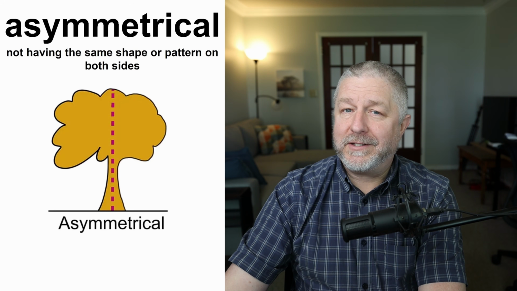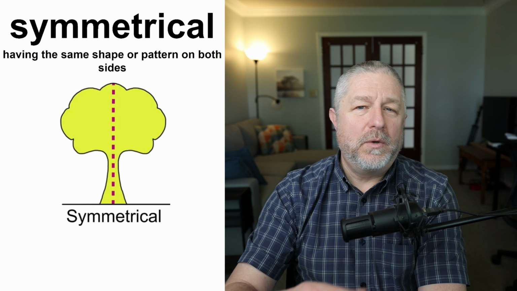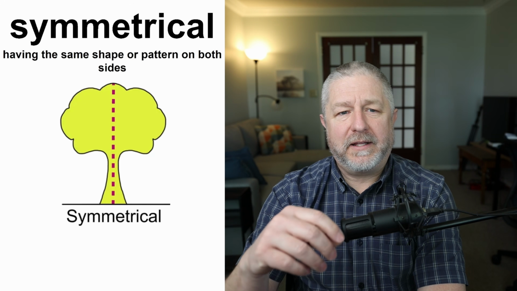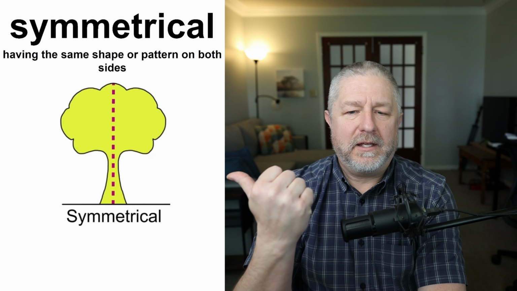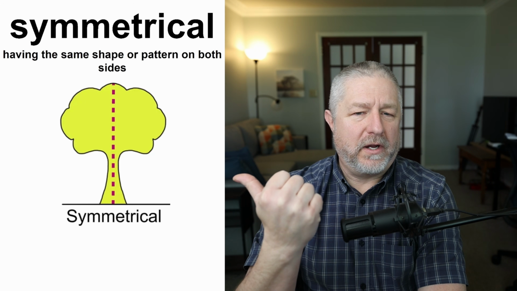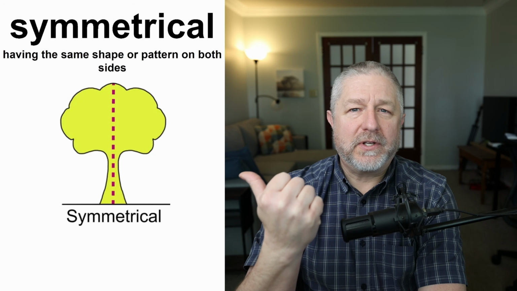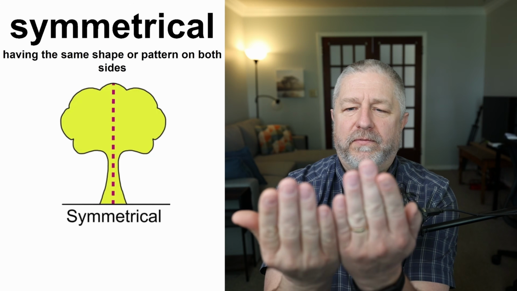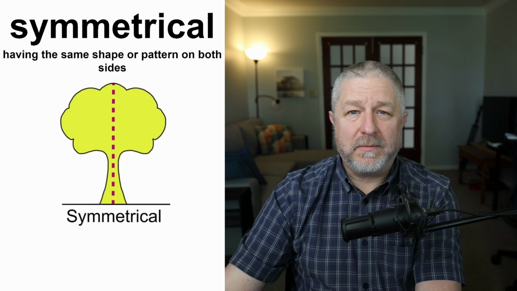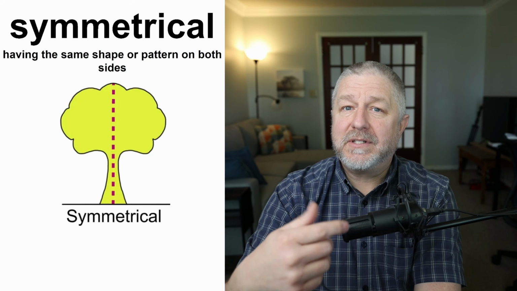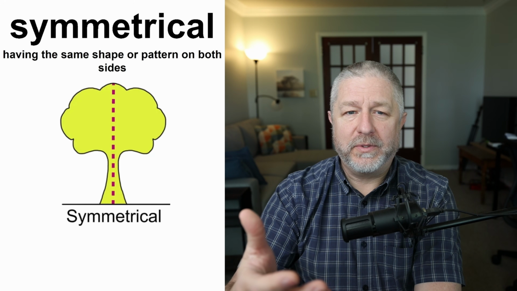Symmetrical and asymmetrical. Last two things. When something is symmetrical, we're saying that it is having the same shape or pattern on both sides. If you look at one side of this drawing of a tree versus the other side, they are identical. If you folded it in half, they would match perfectly. It is symmetrical. It has symmetry. That's the other word we would use.